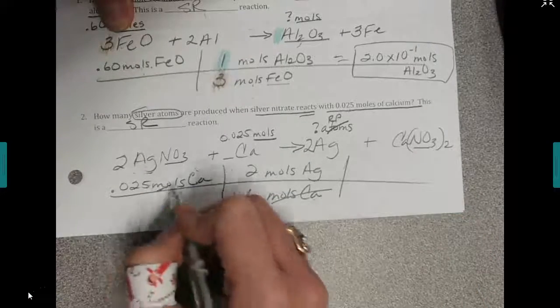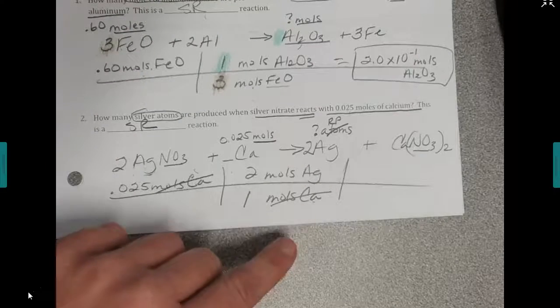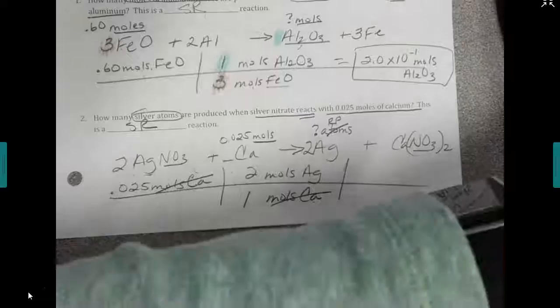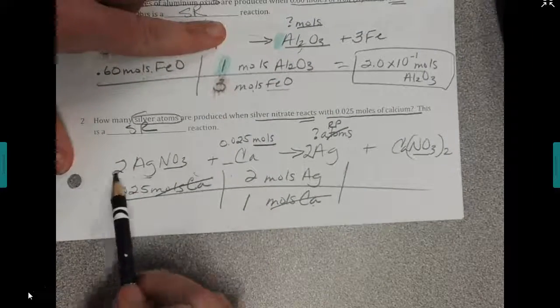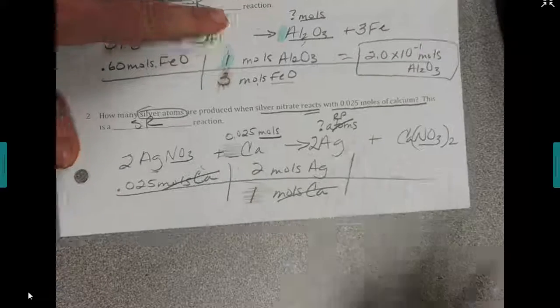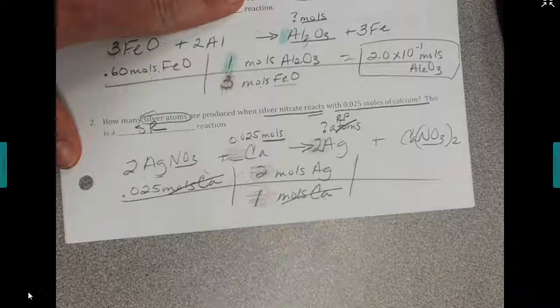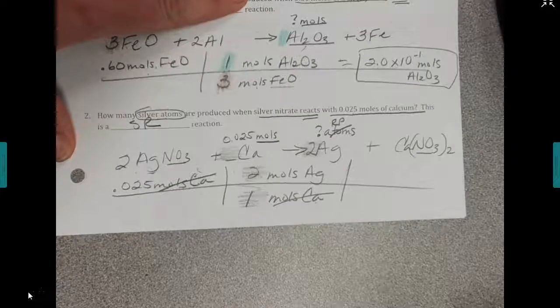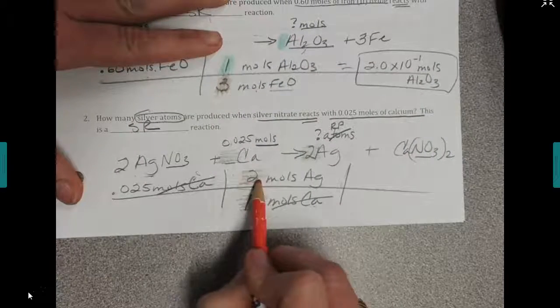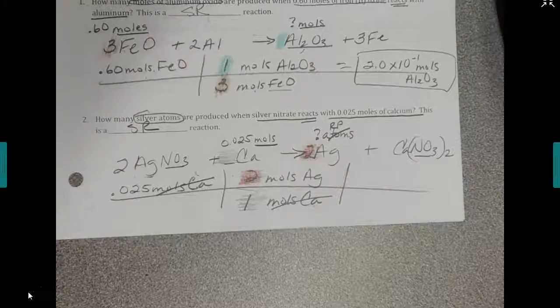Okay, so moles of calcium cancel. And now we're going to look for our unknown. So let's make sure we know where these numbers are coming from. When we don't have anything there, it's understood as 1. And then 2 moles of silver. Okay, so help us keep track. Oh, those look very similar. So let's do this one, so you can see that color a little bit better.